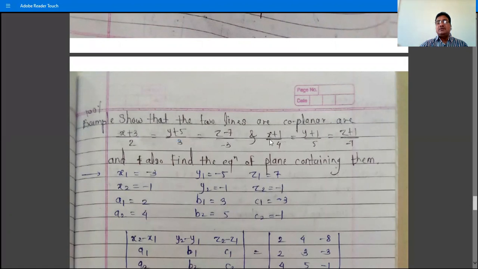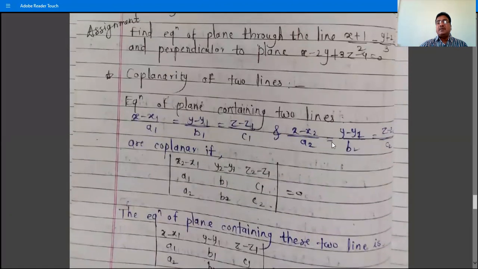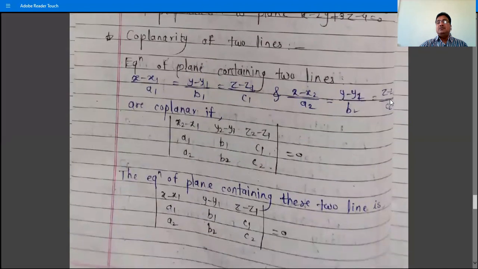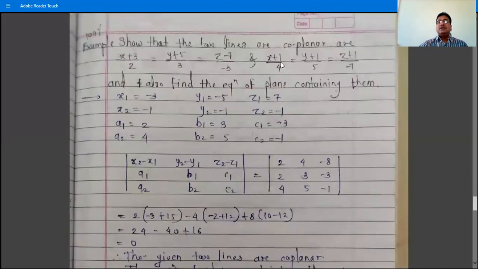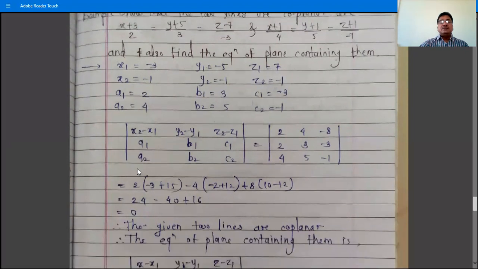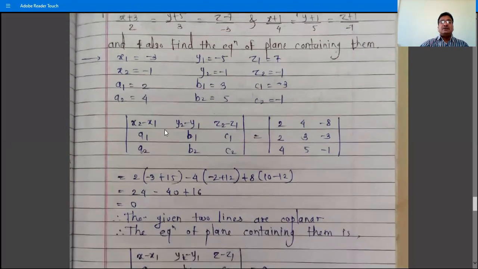Then compare this with the equation x minus x2 by a2, y minus y2 by b2, z minus z2 divided by c2. So x2 is minus 1, y2 is minus 1, and z2 is again minus 1, and these 4, 5 and minus 1 are a2, b2, c2. Then consider the determinant x2 minus x1, y2 minus y1, z2 minus z1, a1, b1, c1, a2, b2, c2 is equal to 0.